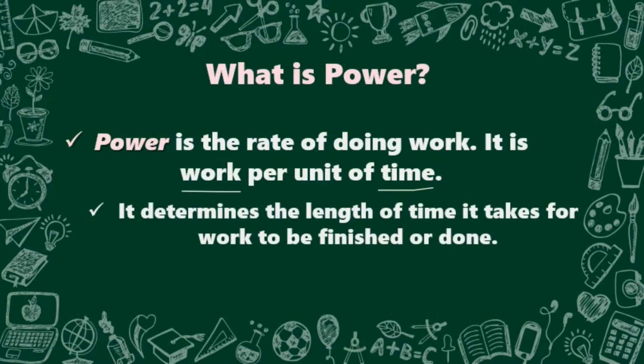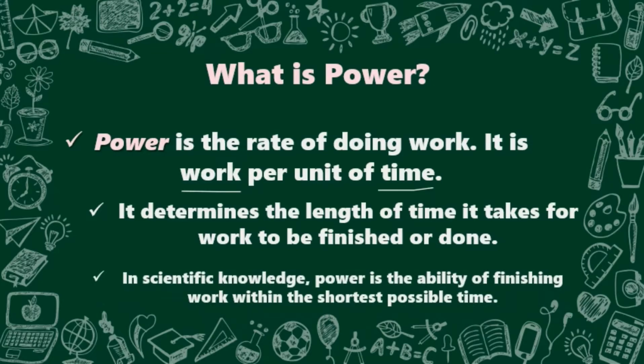Aside from that, power also determines the length of time it takes for work to be finished or done. So using power, we are going to know how much time it takes for us to finish a specific task or work. In scientific knowledge, power is the ability of finishing work within the shortest possible time. So, you will be powerful or you will have greater power if you did the job or the work in the shortest possible time. Okay? But if you did the work in longer time or mas matagal, you have lesser power. Okay? That is why in our first definition, it talks about the rate of doing work. Okay? So, next.